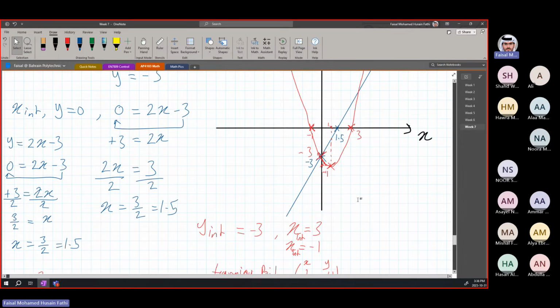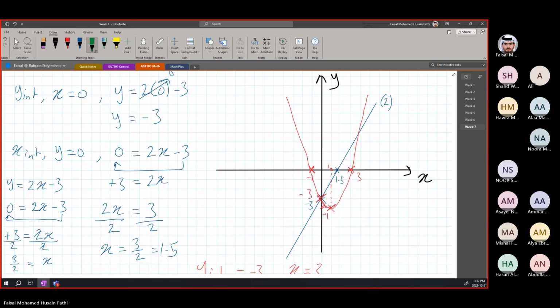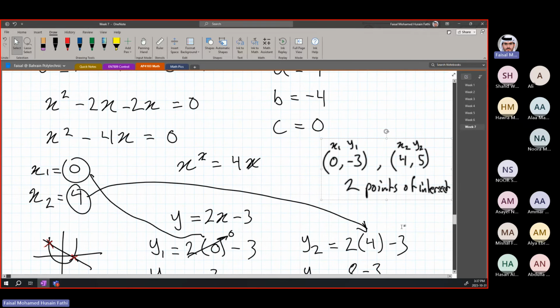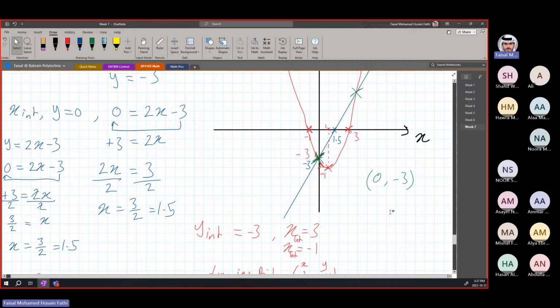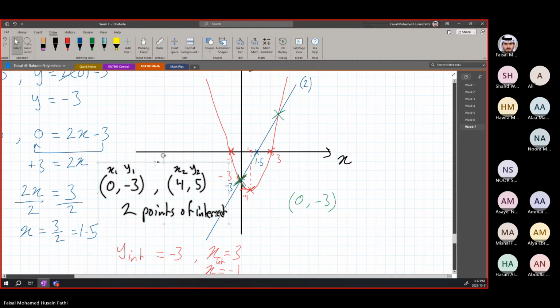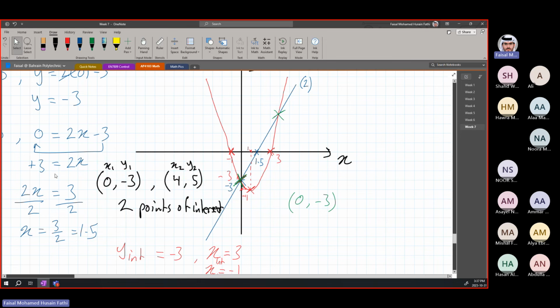If we see now, we have 2 points of intersection. We have this point over here, which we already know the coordinates of, which is 0, minus 3, the y-intercept. So 0, minus 3. Then we have this point. Of course, how do we make sure? We already found the intercepts, the 2 points of intersection, from solving the simultaneous equation earlier. So we know the first point of intersection is 0, minus 3, which checks out. y equals minus 3, x equals 0.